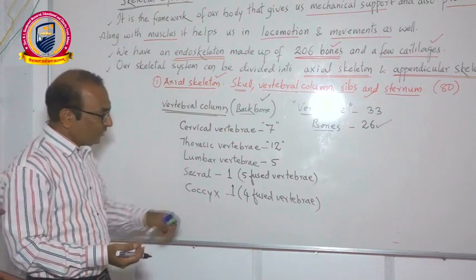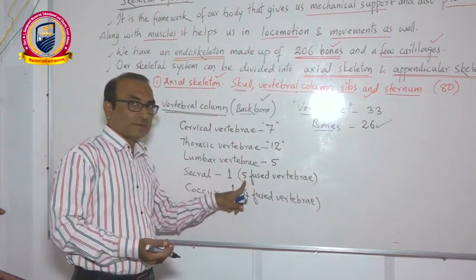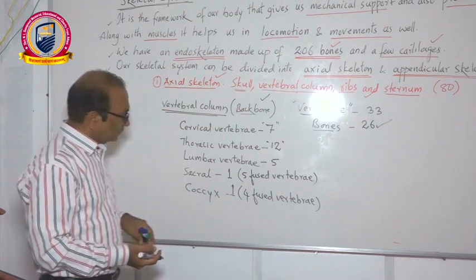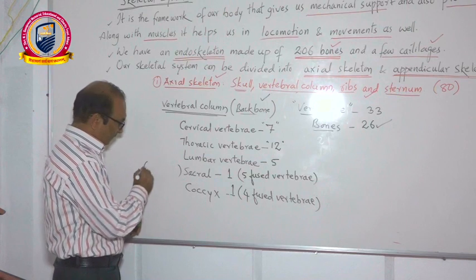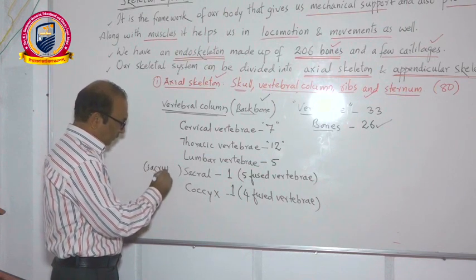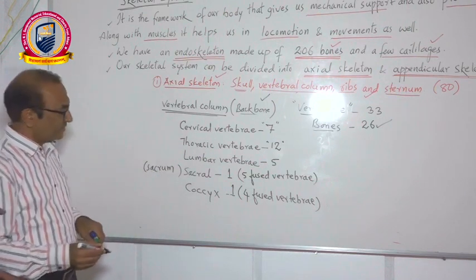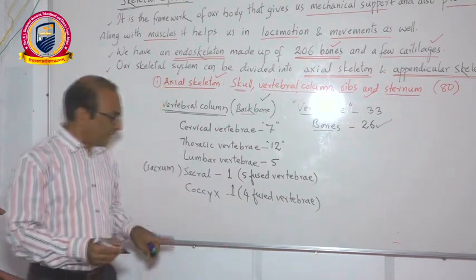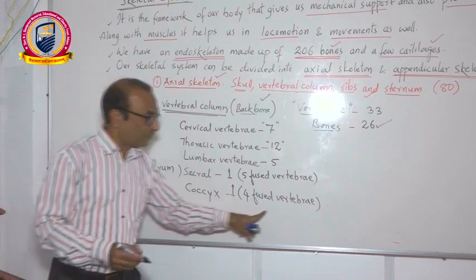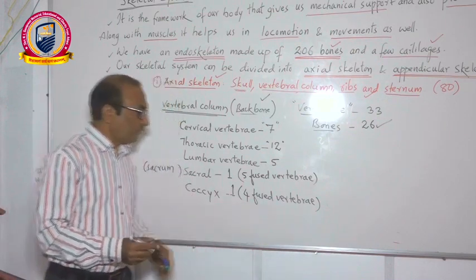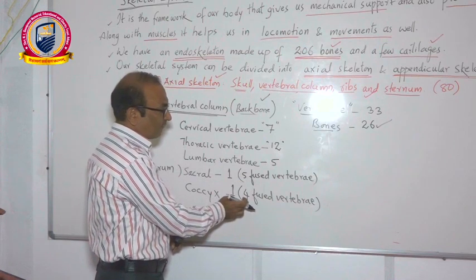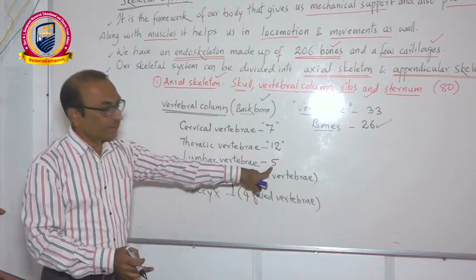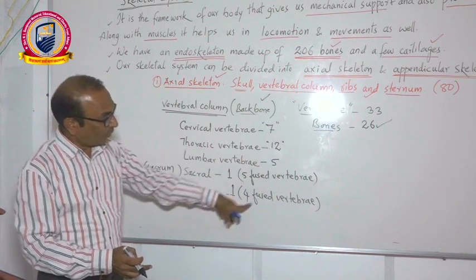Why? Because see here, 5 fused vertebrae are there in the sacrum. It's also called the sacrum, a single bone, no? Sacral vertebrae we can say, or sacrum, a single bone. So fused 5, and here in the coccyx fused 4 tail vertebrae. So if you count these, 5 plus 4, 9, and then 5, and all these if you count, it will be 33.